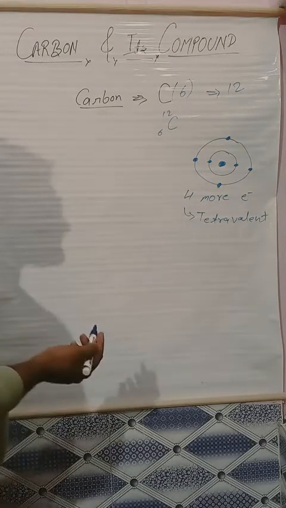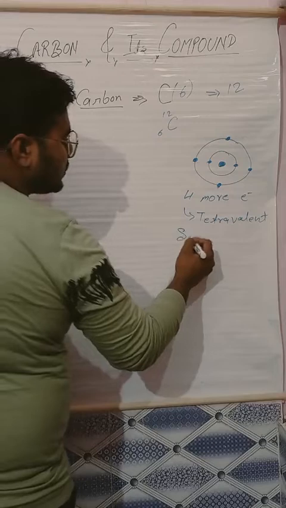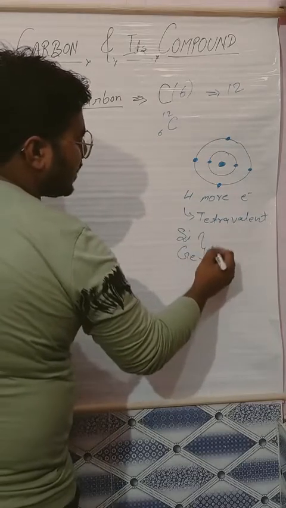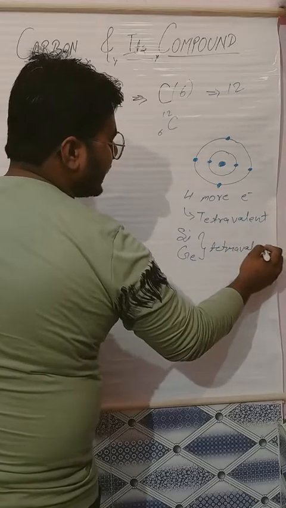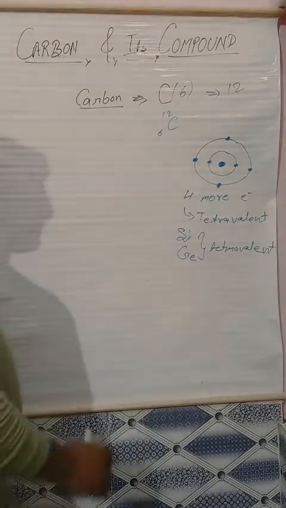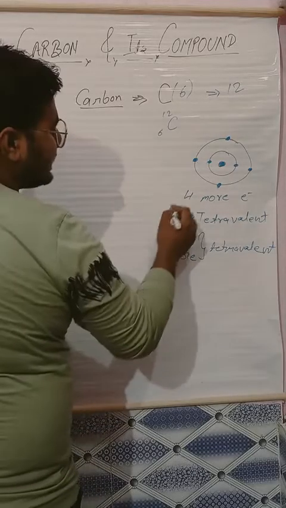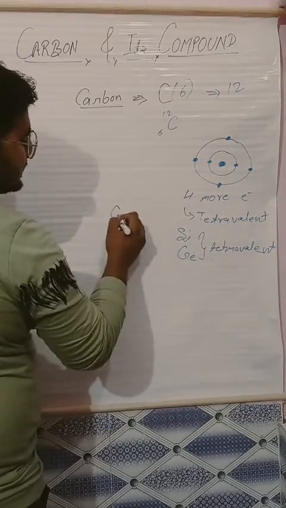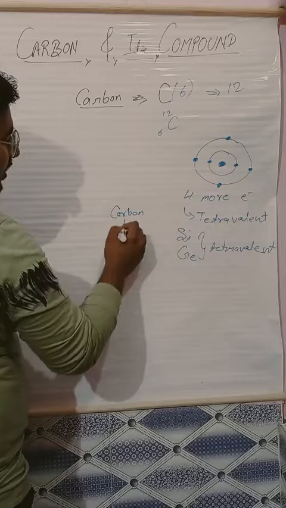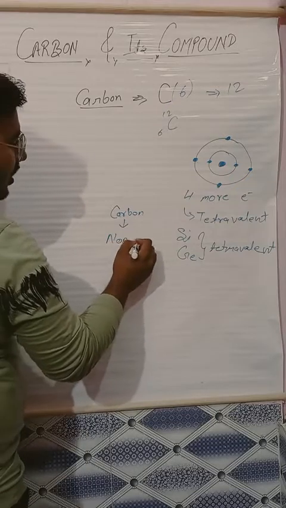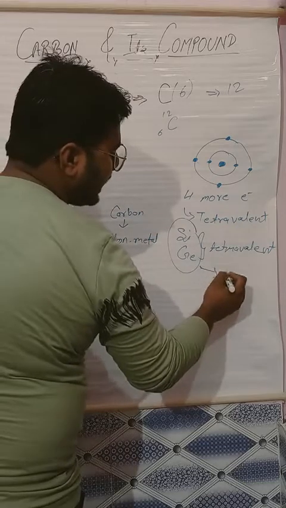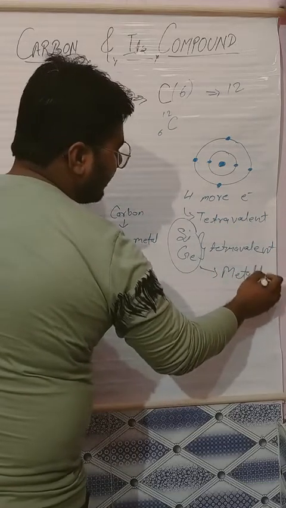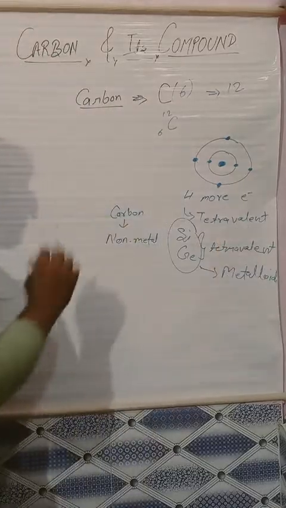But why only this is having uniqueness? There is silicon also, germanium also. Both of them are also tetravalent. That means they also need 4 electrons. But the reason behind that is the carbon is non-metal. Whereas silicon and germanium, they both are metalloids. So first thing, there is a difference, that it is a non-metal, and these both are the metalloids.